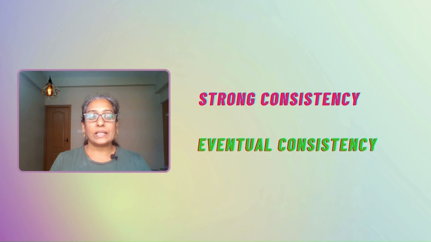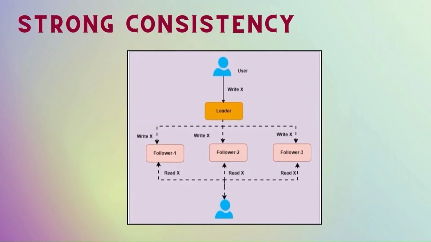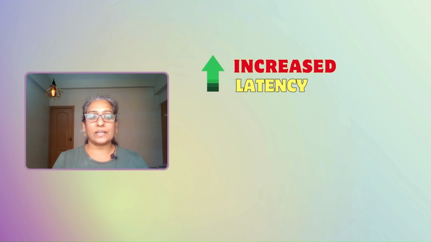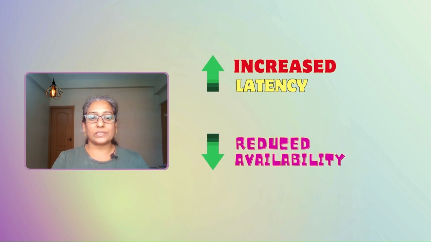consistency. Let's dive deeper into these two consistency models, strong consistency and eventual consistency. In a system that guarantees strong consistency, every node in the system sees the same data at the same time, regardless of where the data is accessed. Achieving strong consistency often requires synchronous replication and coordination among nodes. Synchronous replication and coordination among nodes results in increased latency and decreased availability during network partitions.